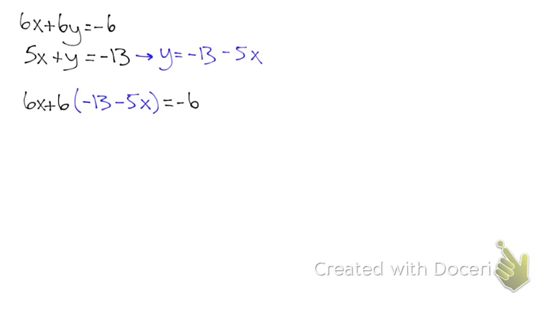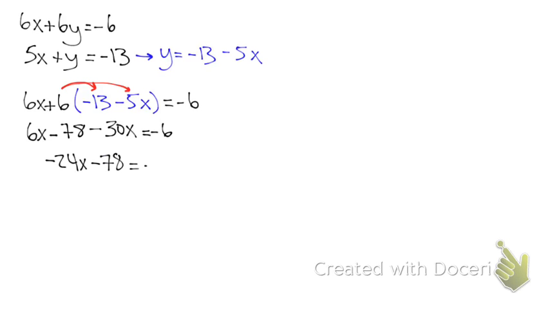Alright, so we end up with this. So instead of this letter y, we replace it with negative 13 minus 5x. So same steps again, distribute, solve for x. So 6 times negative 13 is negative 78. And then 6 times negative 5 is negative 30. Combining like terms, you get negative 24x minus 78 equals negative 6.